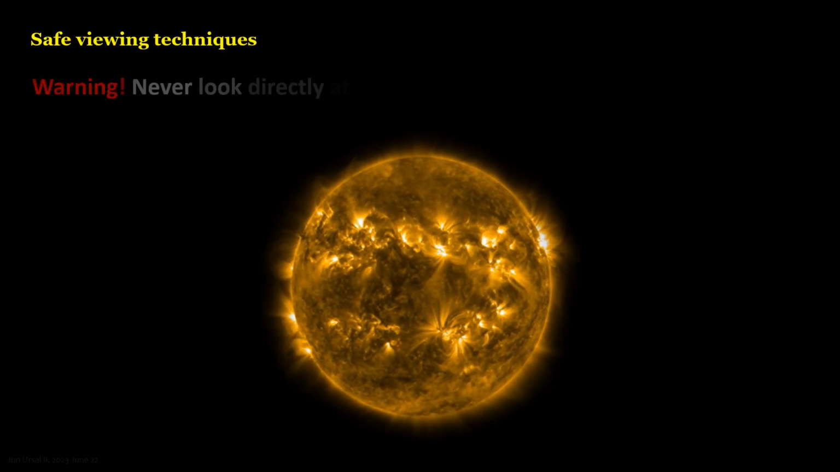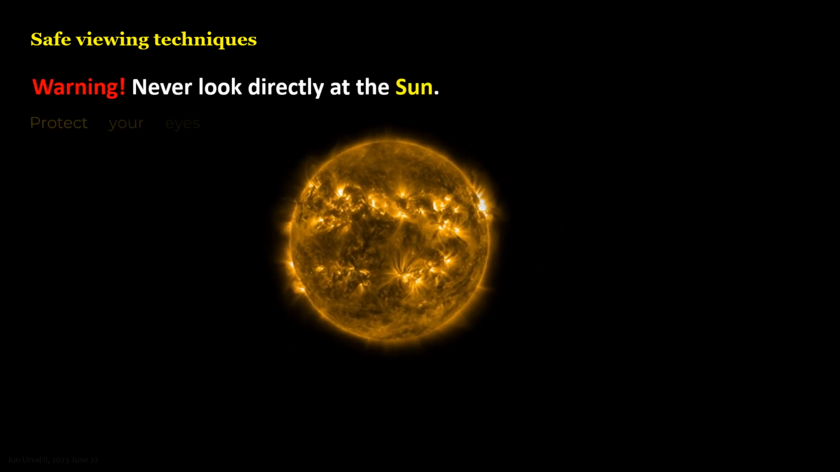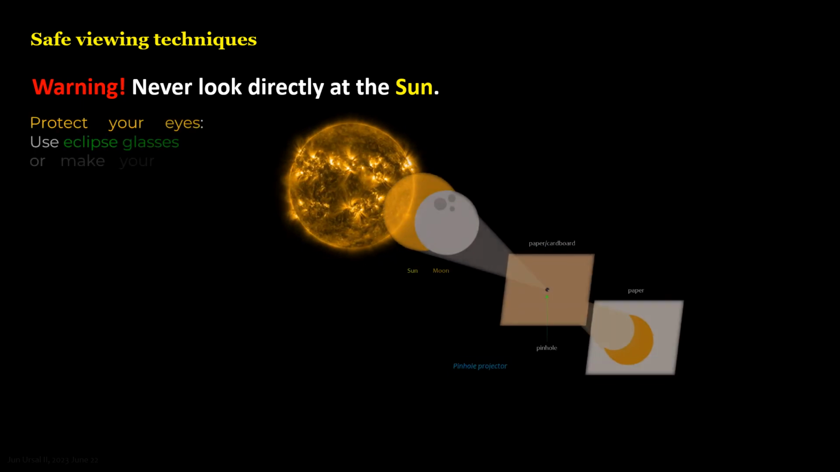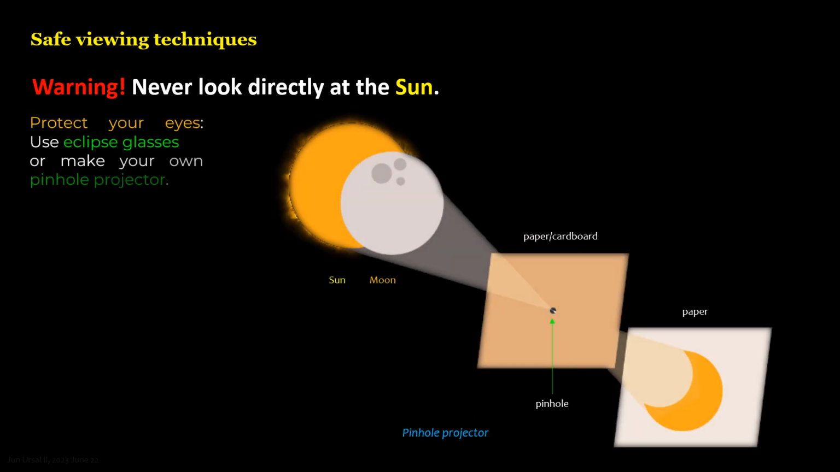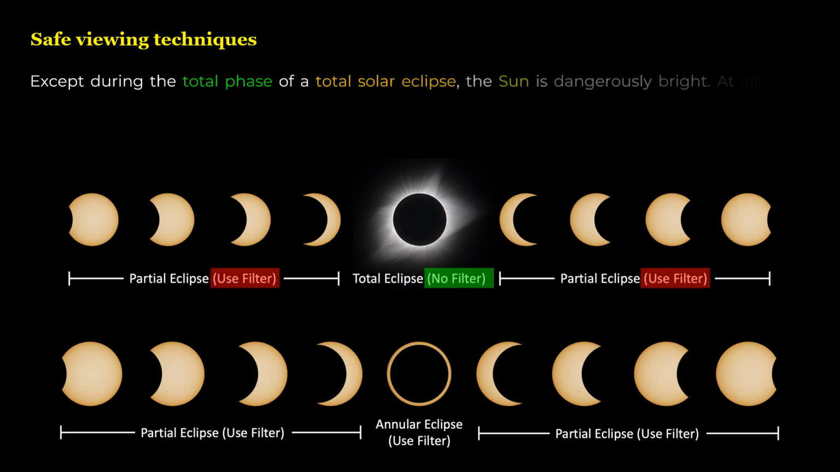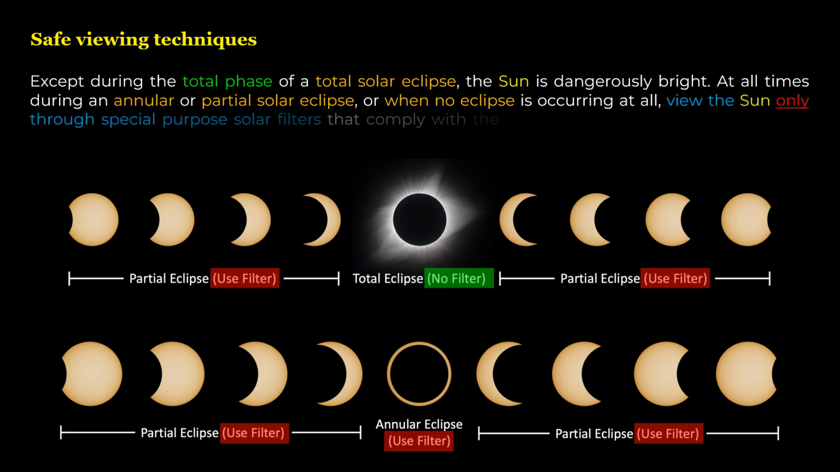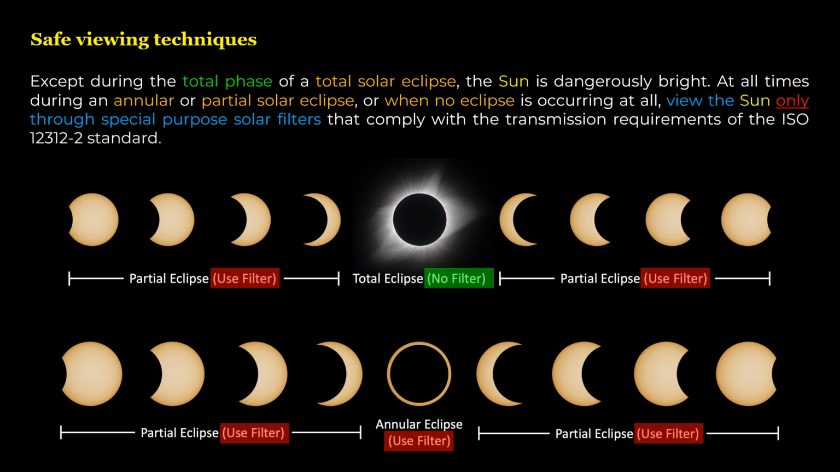Warning: never look directly at the sun. Protect your eyes, use eclipse glasses or make your own pinhole projector. Except during the total phase of a total solar eclipse, the sun is dangerously bright. At all times during an annular or partial solar eclipse, or when no eclipse is occurring at all, view the sun only through special-purpose solar filters that comply with the transmission requirements of the ISO 12312-2 standard.